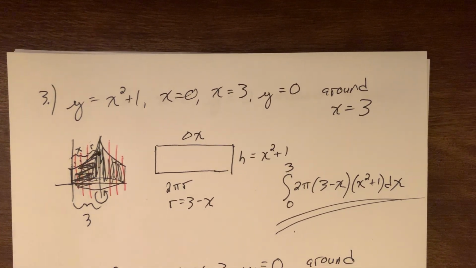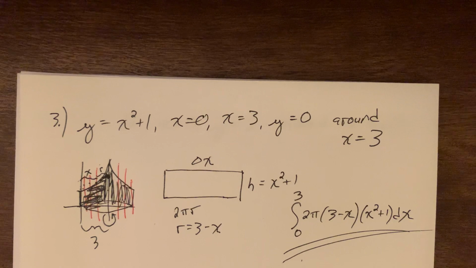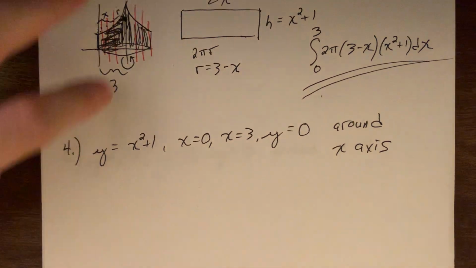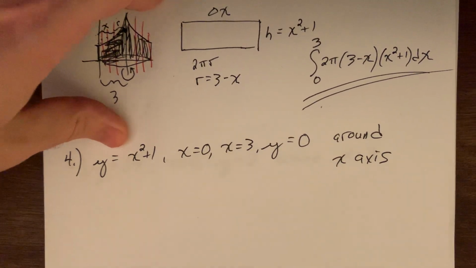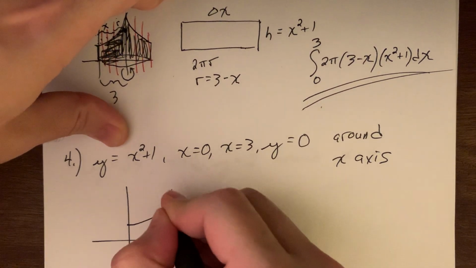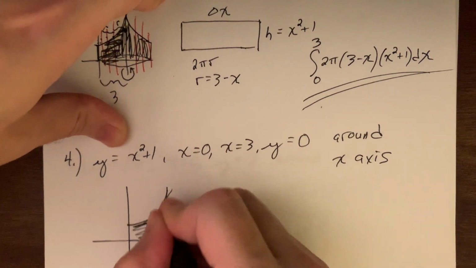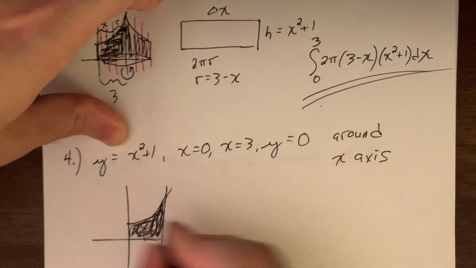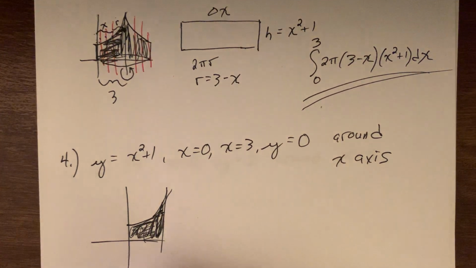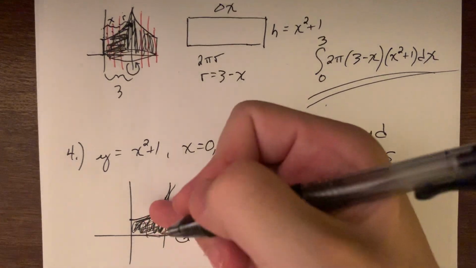Okay, one more with the same basic set of curves, and then I definitely want us to look at a couple that don't have those same set of curves. But one more with those same set of curves, and just a few more problems to get some more good practice. So, number 4, let's get that same setup one more time. X squared plus 1, x equals 3, y equals 0, x equals 0. There's my trap figure. If I revolve this around the x-axis, very nice.